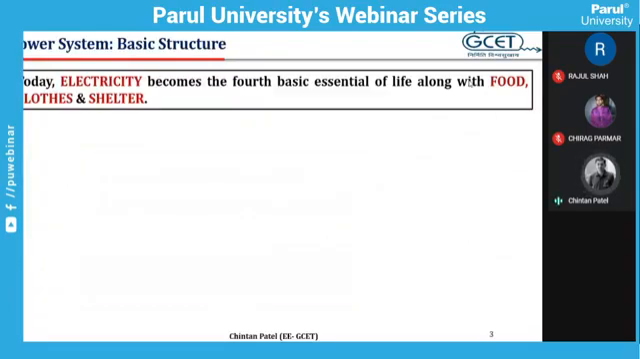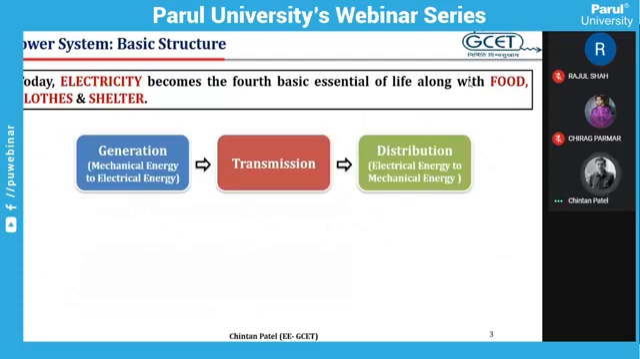We know that today electricity has become the fourth basic essential of our life, along with food, clothes and shelter. We can't imagine our day-to-day life without electricity. So it is very essential to maintain the reliability of the power supply. The block diagram shows how we get the electricity starting from the generating station to the customer.